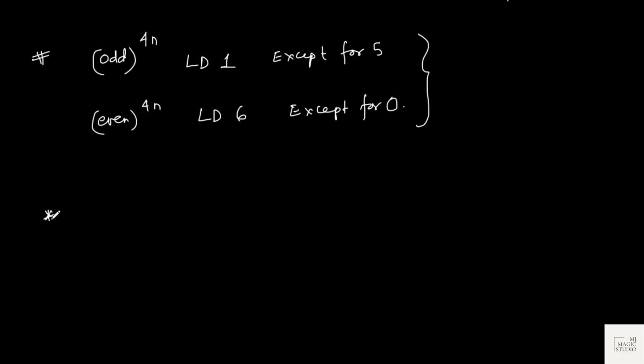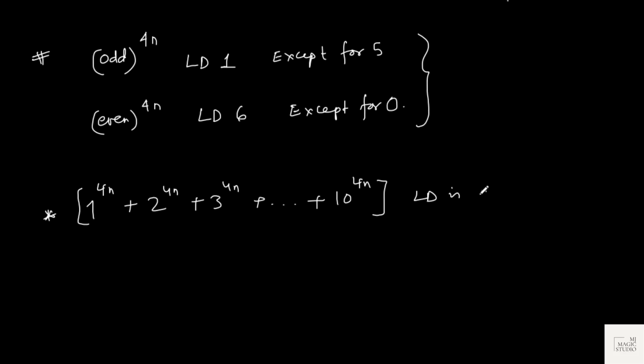And one more property which would be of great help to you is: 1 to the power 4n plus 2 to the power 4n plus 3 to the power 4n till 10 to the power 4n. This expression's last digit is always 3. Try it yourself to see how it is.